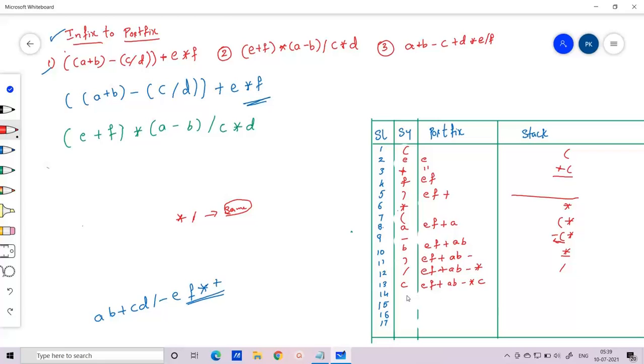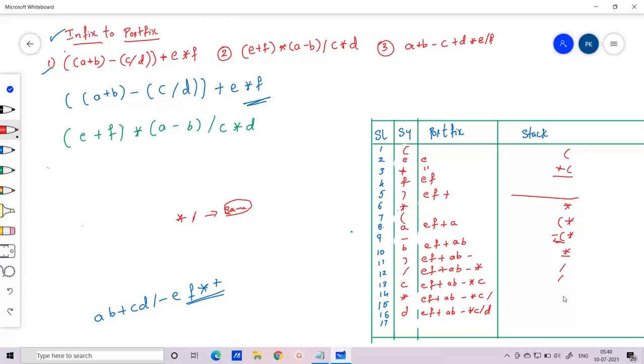After that we have the multiplication symbol. Once I find the multiplication symbol, as you know, the division symbol and multiplication symbol have the same precedence, so I should remove the division symbol from the stack. So I'll get the result as ef plus ab minus into c and divide by. Okay, and at last, the last character we have is d. So if I write this d, I'll get ef plus ab minus into c divide by d. Okay, so by this we'll complete our expression.